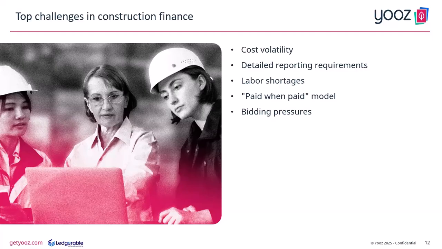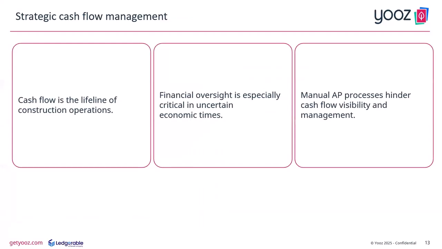And also, the market is competitive. Margins are thin. To win bids, firms must often price very aggressively, which leaves very little room for financial inefficiencies. Any delays in invoice processing, missed early payment discounts, fraudulent attempts, or duplicate payments can seriously eat into your profit margins. And that brings us to the point here.